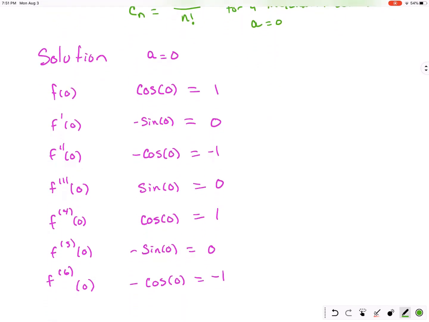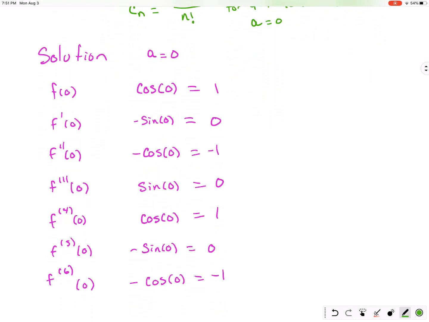So my solution then is I work out the first few derivatives of cosine of x and evaluate them at 0. So I'm trying to figure out what the pattern of the coefficients are. So the first thing I did was f of 0, so cosine of 0 is equal to 1. Then I took the derivative of cosine and got minus sine, evaluated at 0, and that's 0. Second derivative is then minus cosine, evaluated at 0, is negative 1.